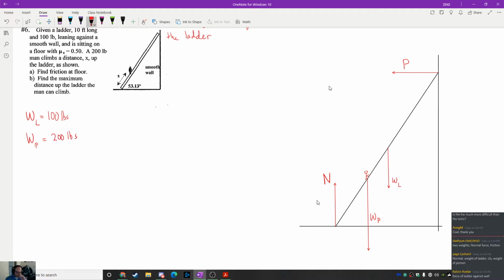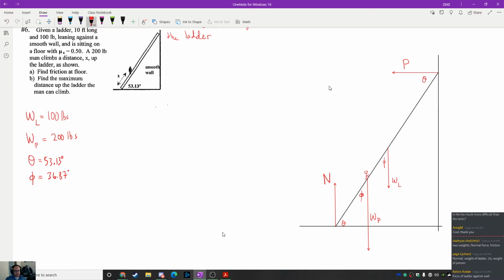We also have an angle that shows up here. So theta is 53.13. Pretty sure that same angle is going to show up right here. And because we will probably need it later on, I'm going to call that angle right there phi, which will also be this angle right here. And we'll just say phi is going to be the complement to that, which is 36.87. Okay, so we've got our normal force, the weight of the person, the weight of the ladder, the P.